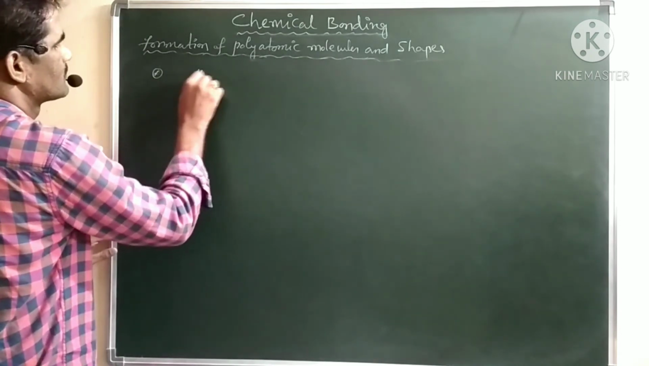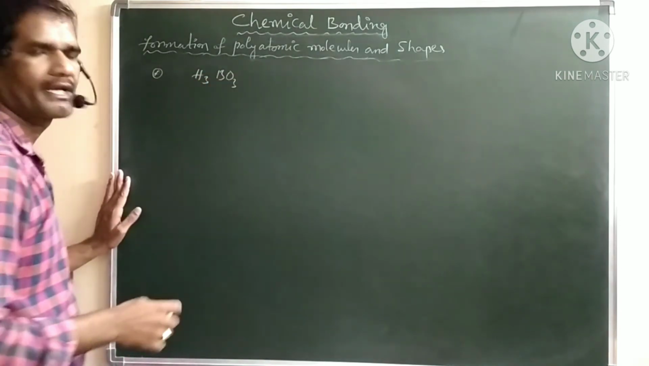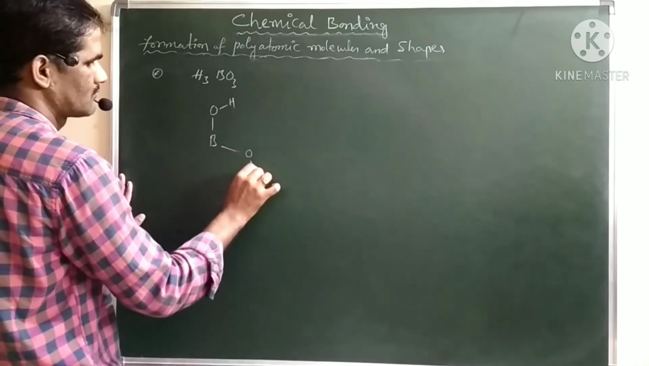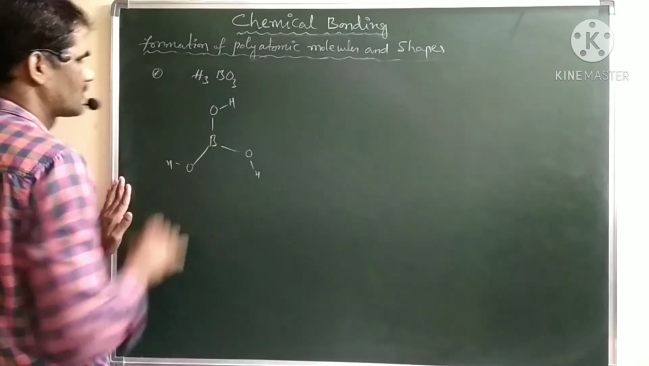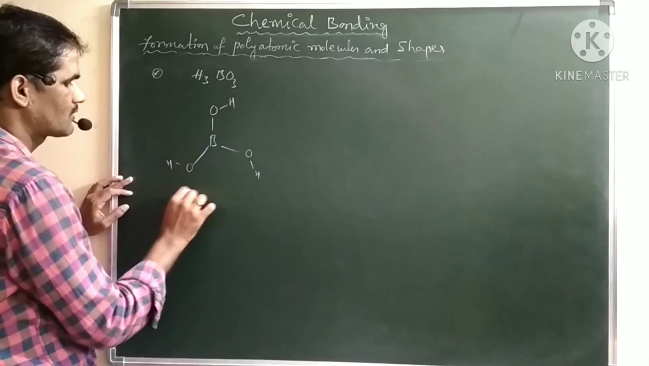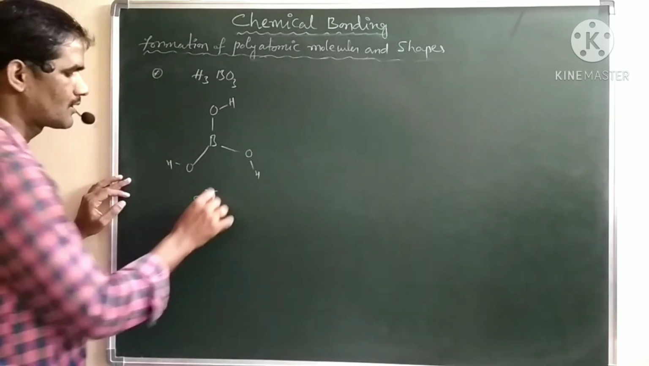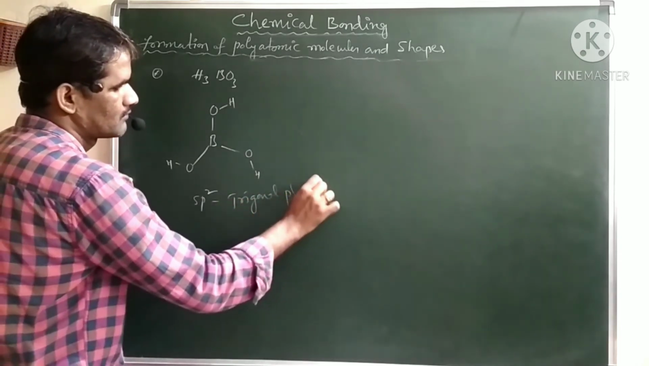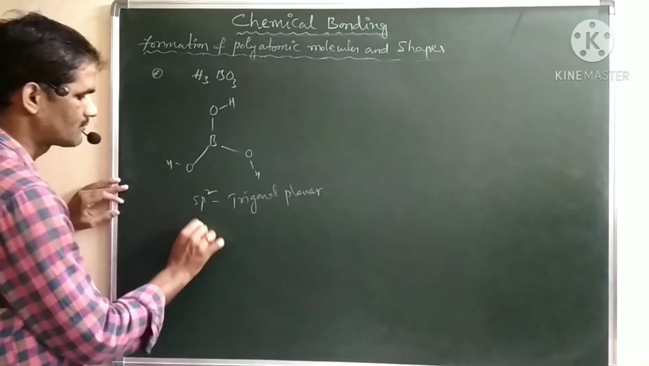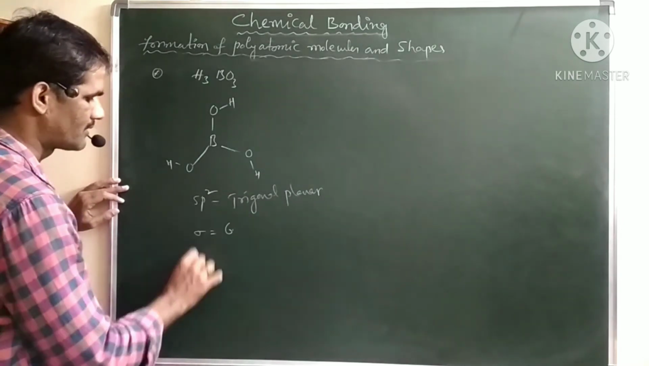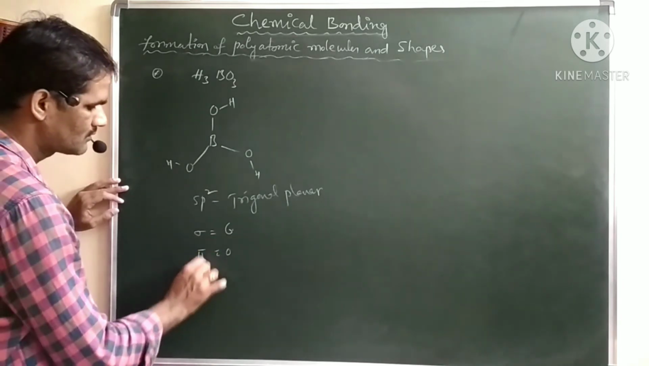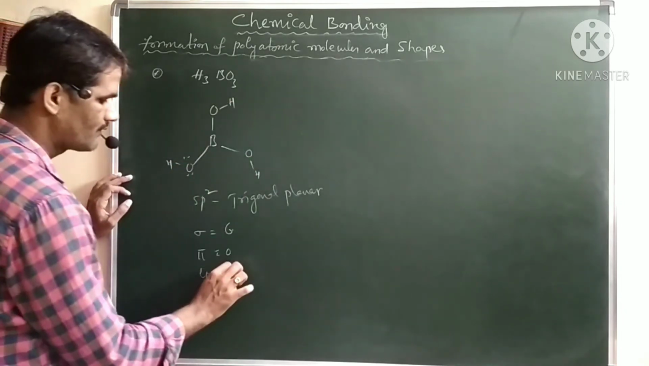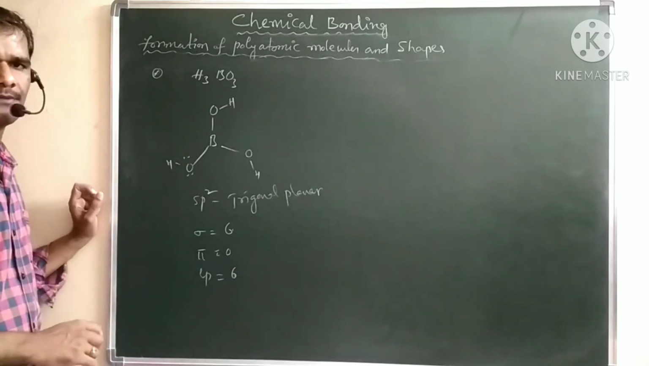Next we have the boric acid. The geometry of the boric acid here is trigonal planar. Here boron will undergo sp2 hybridization, and the geometry is trigonal planar. And the total number of sigma bonds in the boric acid is 6, pi bonds 0, and for the lone pairs, each oxygen here carries 2 lone pairs. So 2, 2, 2, we have 6 lone pairs in H3BO3.